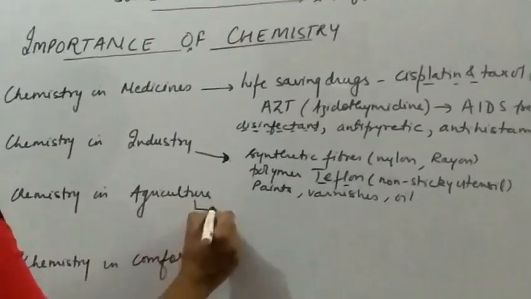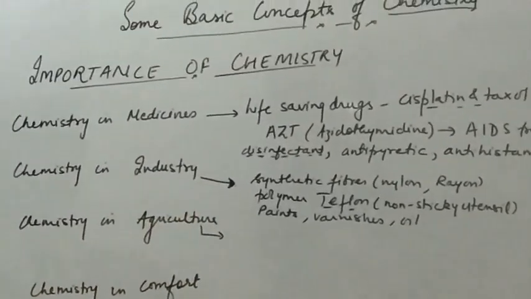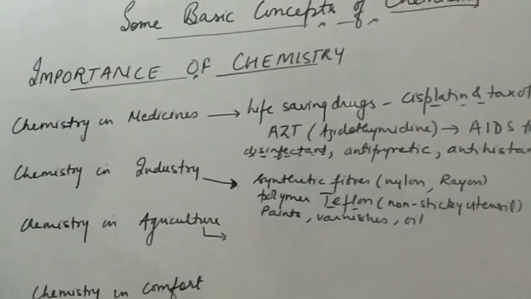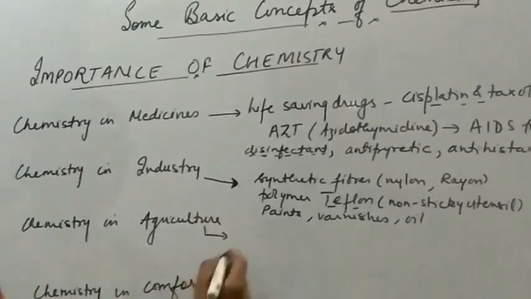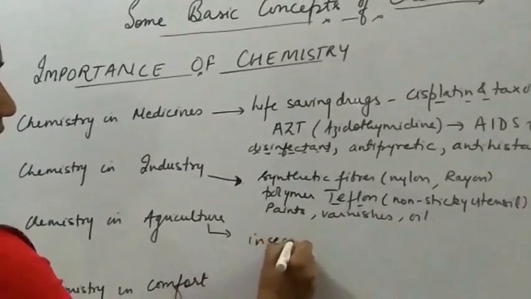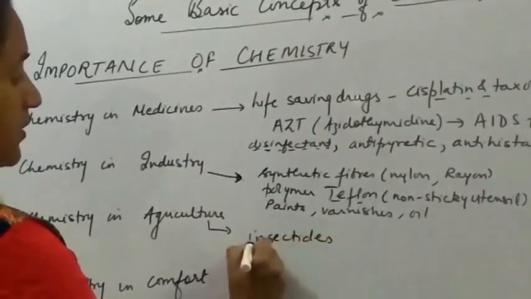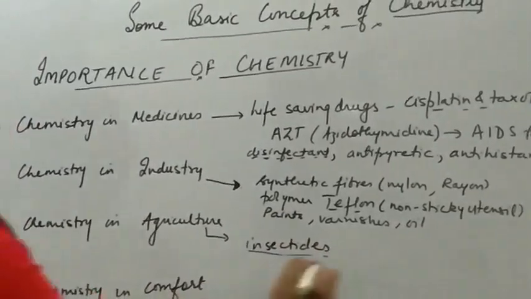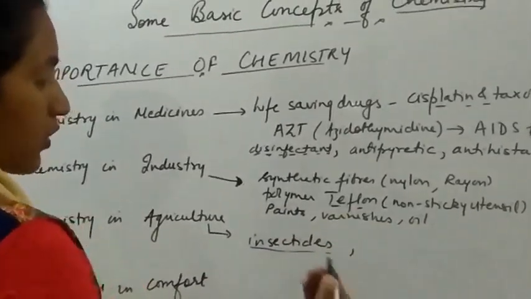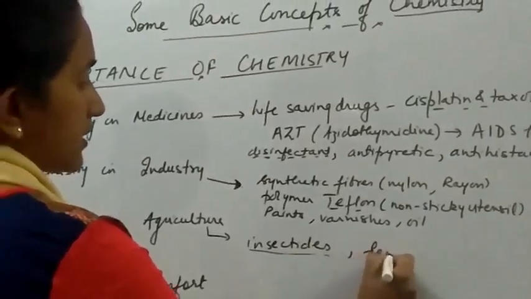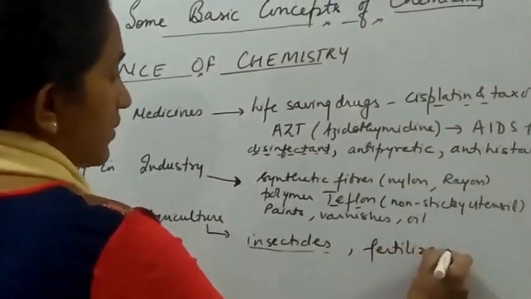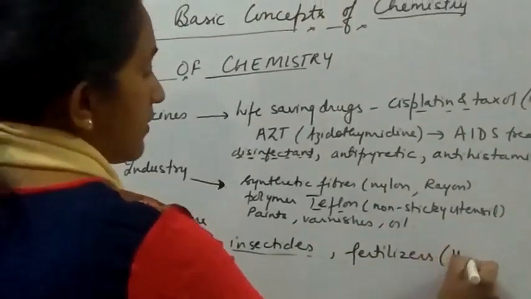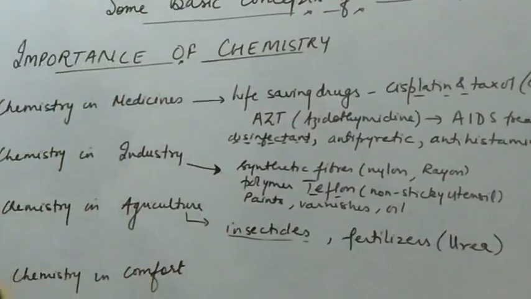Now though agriculture is nature based, to protect the crops from insects, we use insecticides and pesticides, which kill the insects and pests. Just to increase the production of the crop, we use fertilizers, which are again chemical based only, right? A common one you must have heard about is urea.